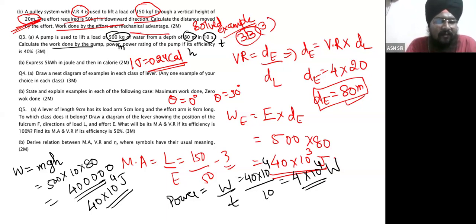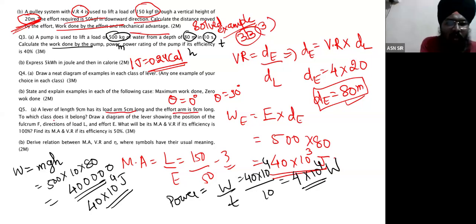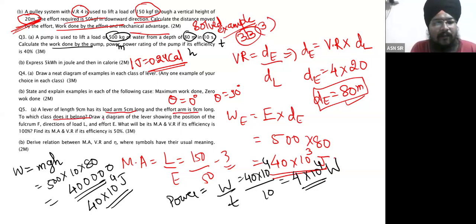Next, question 5. A lever of length 9 centimeter. So lever length is given as 9 centimeter. It has a load arm which is given to you as 5 centimeter long, and the effort arm is 9 centimeter long. To which class does this lever belong? It is very simple to understand. If you see, the lever length is equal to the effort arm. So this is an example of a class 2 lever.